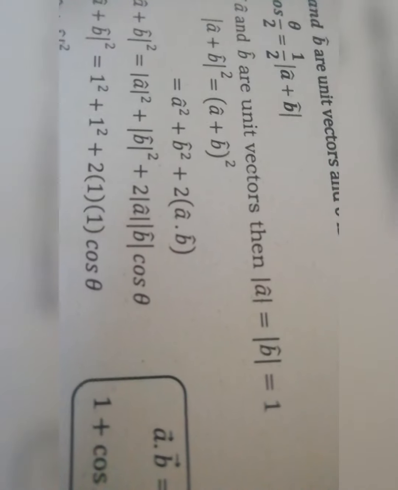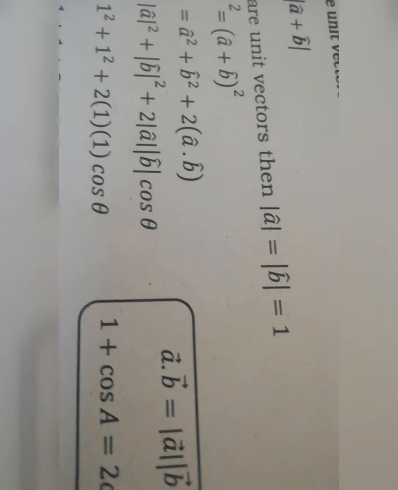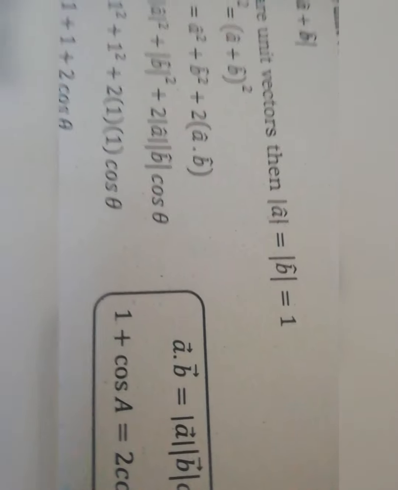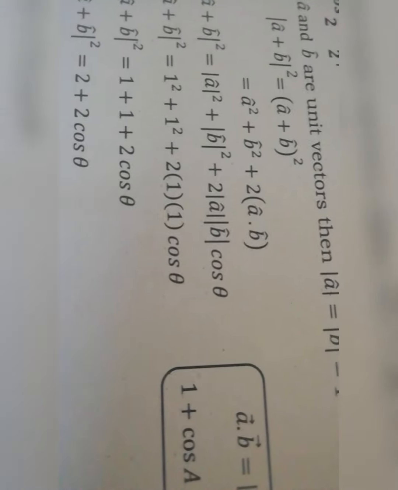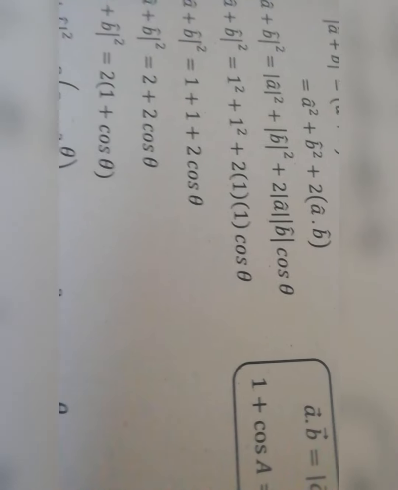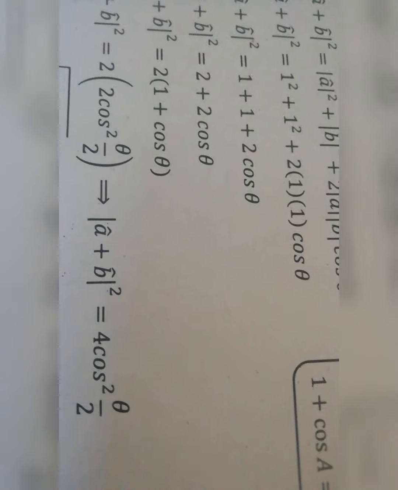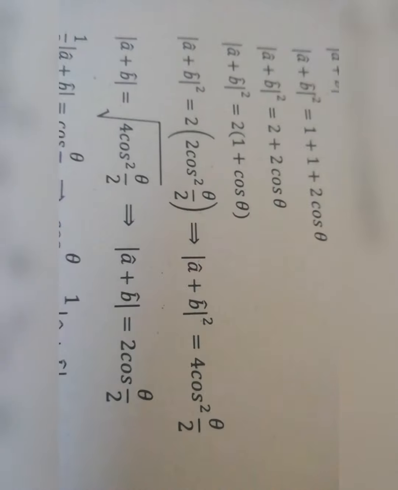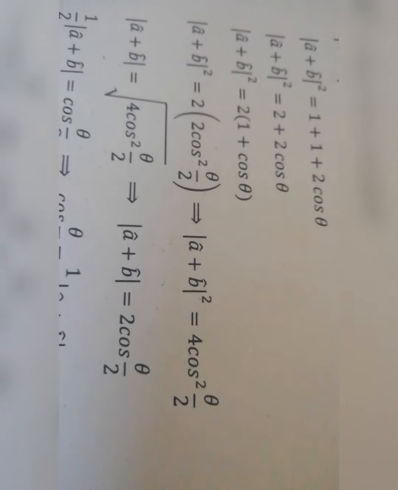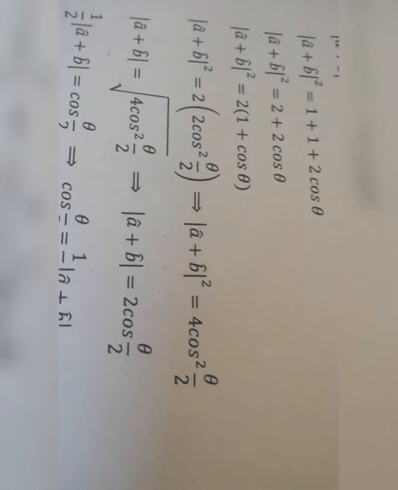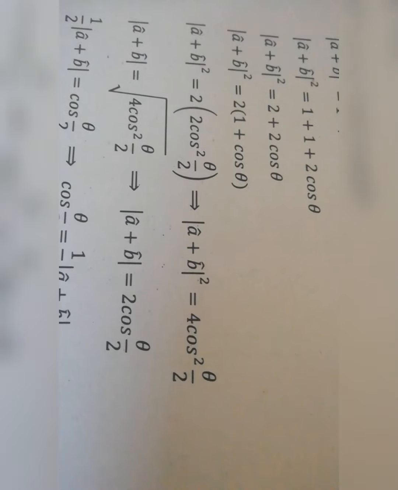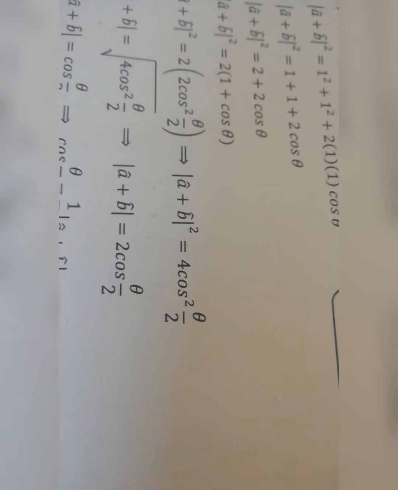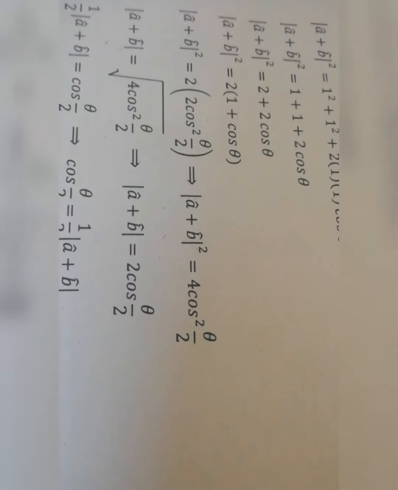So that is 1 square plus 1 square plus 2 into 1 into 1 cos theta. So 1 plus 1 is 2, 2 plus 2 cos theta. See, 2 is common, so 1 plus cos theta. Already I told you, 1 plus cos A means 2 cos square A by 2. So 1 plus cos theta can be written as 2 cos square theta by 2. So this is A vector plus B vector whole square. That means modulus of this is equal to 4 cos square theta by 2. Taking square root on both sides, we get this answer.